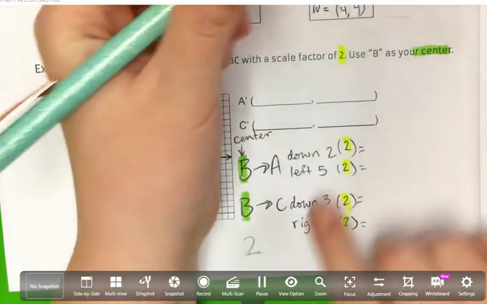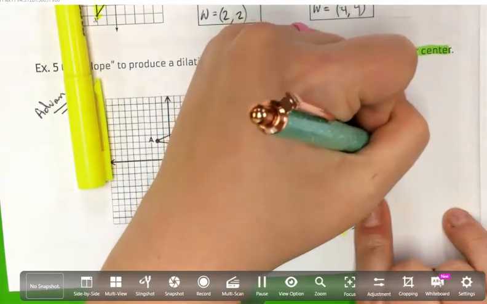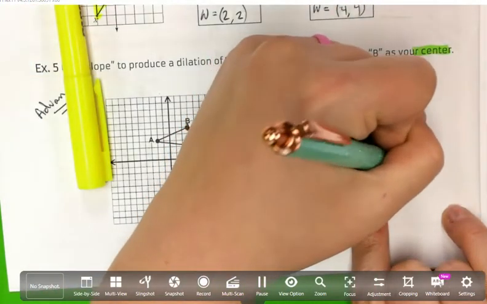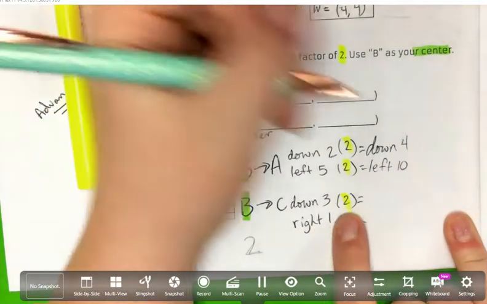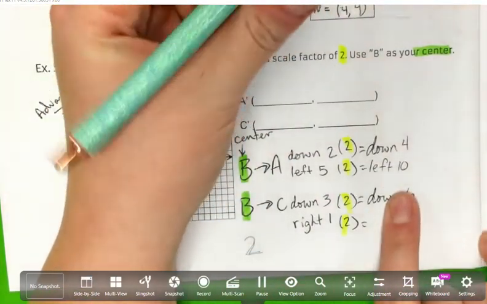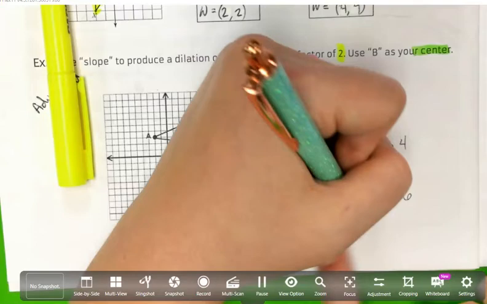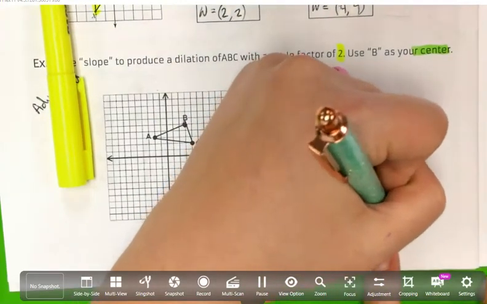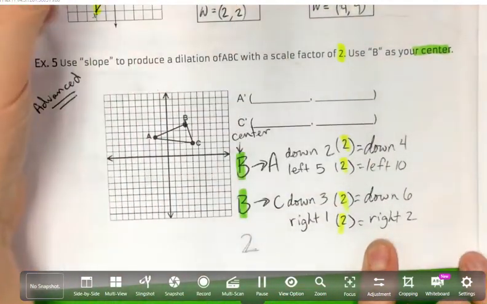And we're just going to be writing for a second. So 2 times 2, so now it goes down 4. 5 times 2, now left 10. 3 times 2, down 6. So notice these numbers are getting bigger because the scale factor is greater than 1. 1 times 2, now it's right 2.